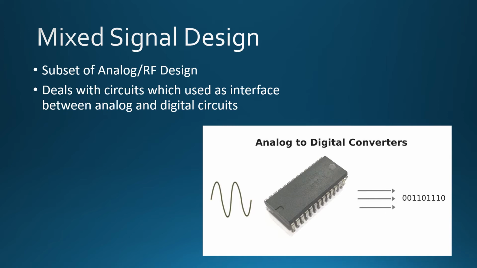And the best example of a mixed signal design is ADCs, or DACs. An ADC converts analog to digital, and a DAC converts digital to analog. Both these interface circuits are essential for the interaction between analog and digital, or RF circuits and digital. So this part of circuit design is termed mixed signal design.